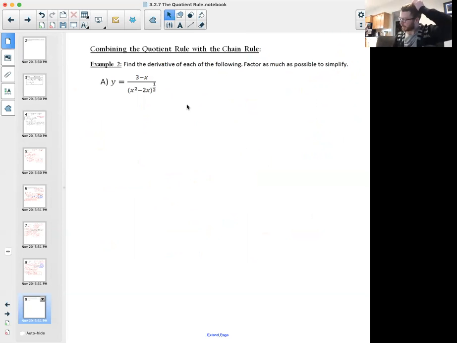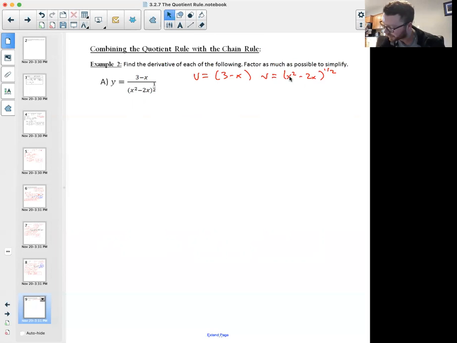All right. So we are back to the quotient rule, and we're combining the quotient rule with the chain rule here. Okay, so as always, let's identify our u and our v. So our u is going to be the numerator, v will be the denominator. So u is equal to 3 minus x. V is equal to, I'm actually going to write that one a little bit closer, x squared minus 2x to the exponent 1 over 2.